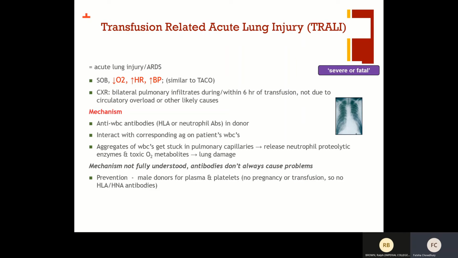So I said that at TRALI, we do get 1 or 2 cases per year, and it can look very much like TACO, but the big difference is the JVP will not be raised and the patient will not respond to diuretics. And nowadays we see less TRALI because we are obtaining our plasma and platelets from male donors, so they won't have been pregnant. And male donors, obviously all of our donors, we screen for them not to have received transfusions in the past. By doing that, we reduce the HLA-HNA antibodies that are the cause of problems in many.